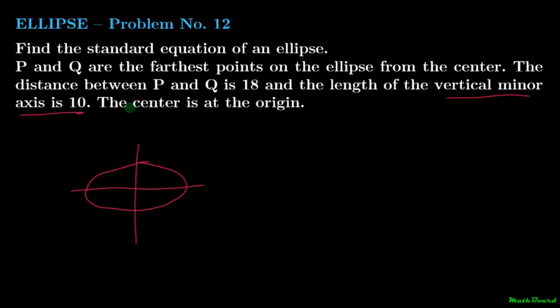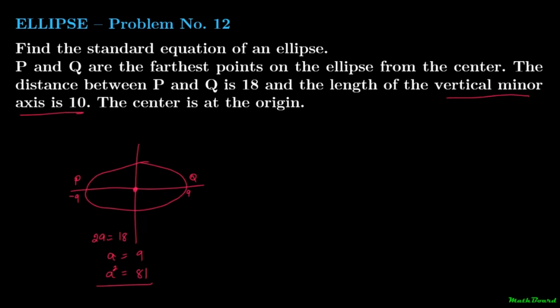So this looks like this one. Sabi dyan, P and Q are the farthest points on the ellipse from the center. This is the center since origin ang center. The farthest points are just the vertices of the transverse axis. Therefore, this could be your P and this could be your Q. Sabi dito, the distance between P and Q is 18. So, ito yung 9, negative 9. So, yung A natin dyan is 9. Kasi, ang length ng transverse axis mo dyan ay yung distance ng PQ, which is 18. So, 2A is equal to 18. So, A is 9. Therefore, A squared is 81.